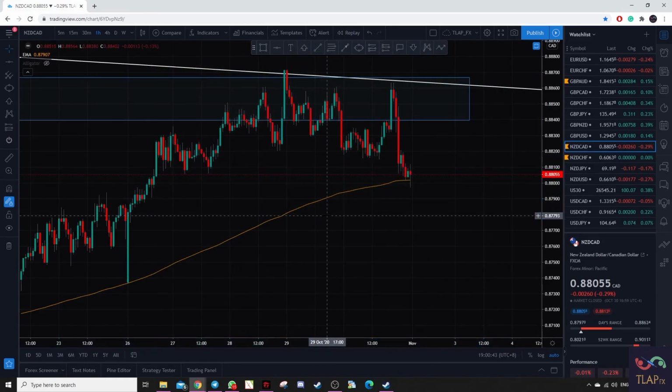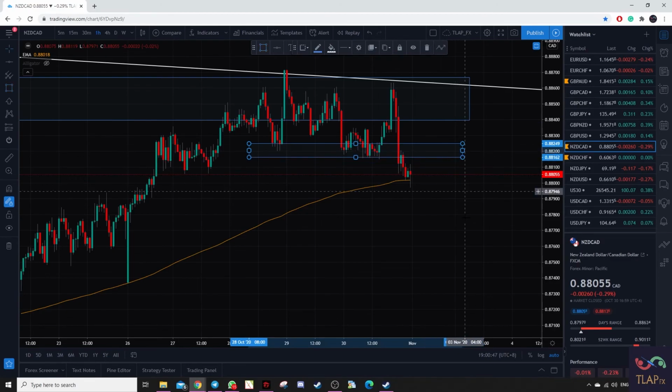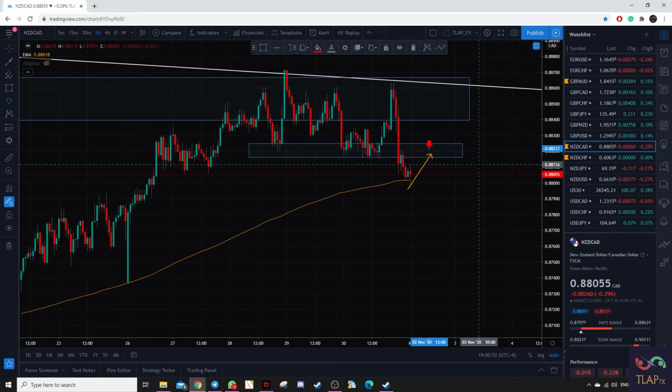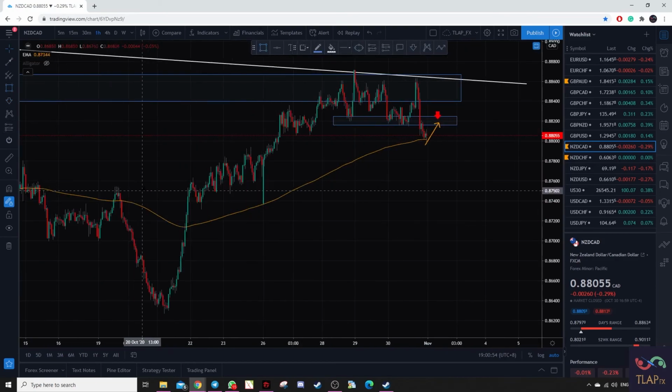you can see that neckline structure has been broken. And we're looking for a pullback towards this level before shorting this pair. We can aim for this candle wick over here.